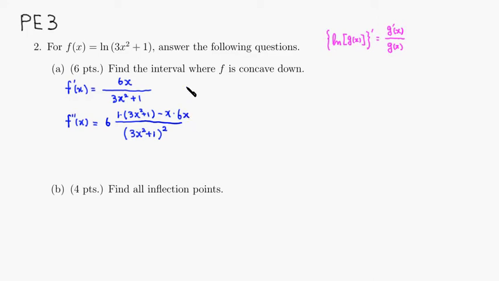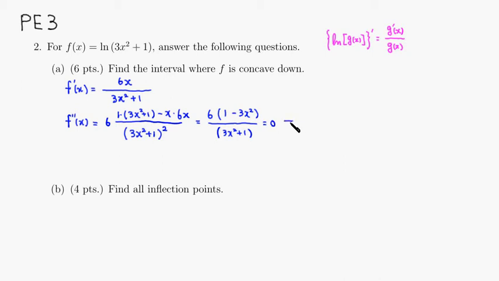Then we just need to clean up a little bit. 6 is already there, so I'm just going to put 6 there. You have 3x squared minus 6x squared, so it's going to be negative 3x squared, and we have 1 there, so it's 1 minus 3x squared. Then the denominator stays the same. So I'm going to set this equal to 0.